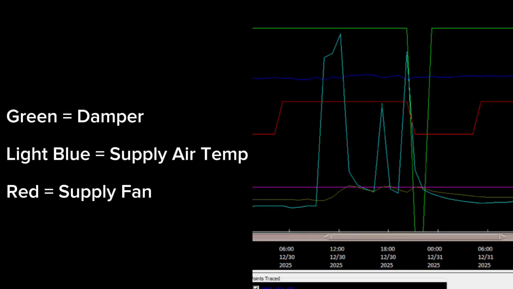Green is our damper, light blue is our supply air temp, and red is our supply fan command. And if you're curious, purple is room temperature set point and beige is room temperature.